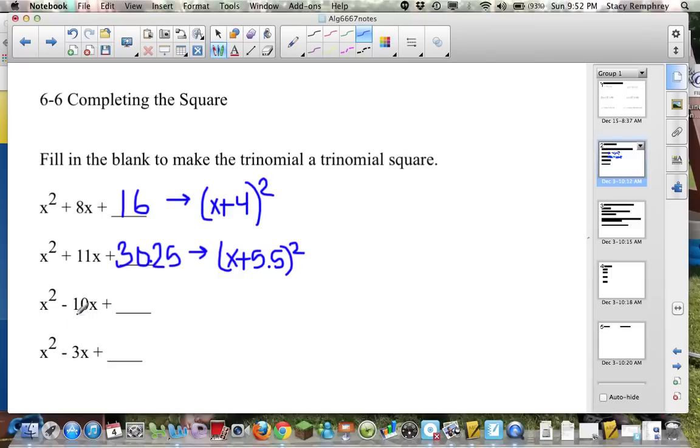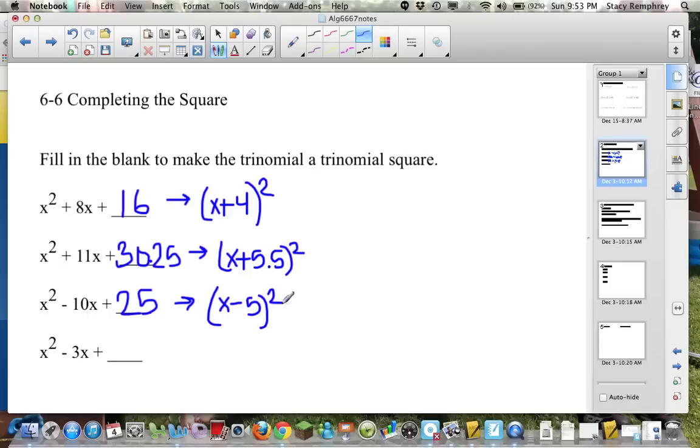Okay, so over here, negative 10, you take half of that, that's negative 5. Negative 5 times negative 5 is 25. And this would factor into x minus 5 squared. And for negative 3, for the last one, you're going to take half of 3, which is 1.5.